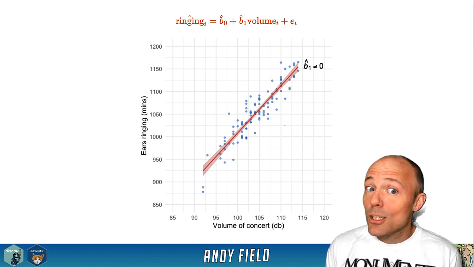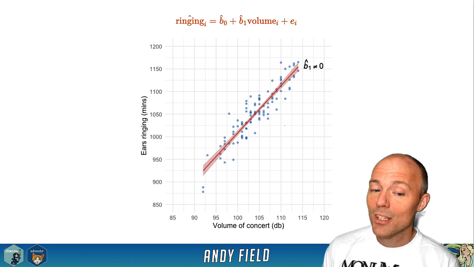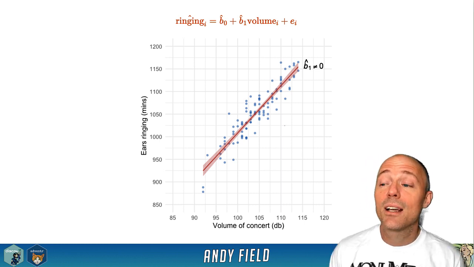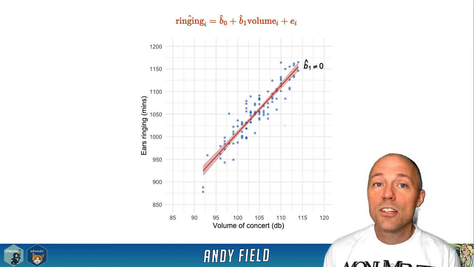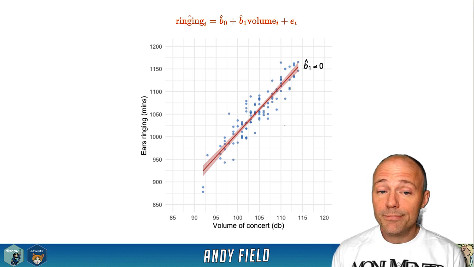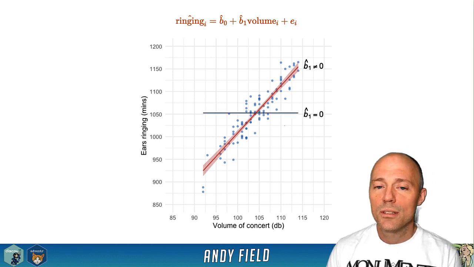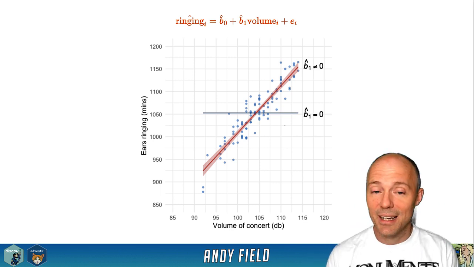So the degree to which it differs from 0 tells us the degree to which the volume of the concert affects ears ringing. So the beta very directly quantifies the effect of interest. Now, under the null hypothesis that there is no effect, the beta would be 0. The line would be flat. So as the volume of the concert increases, nothing happens to ear ringing at all.